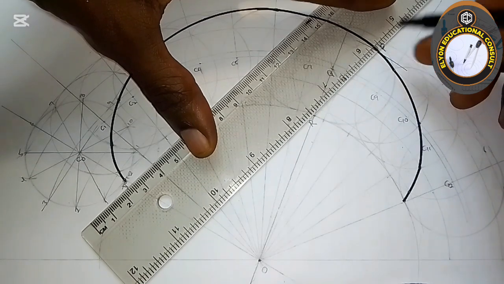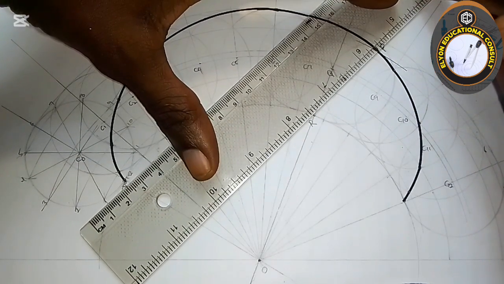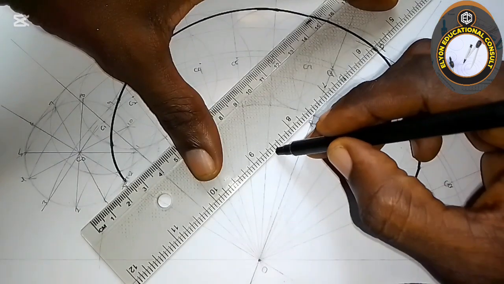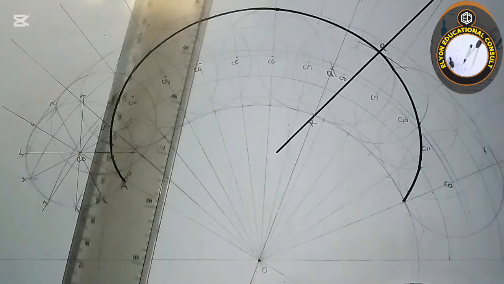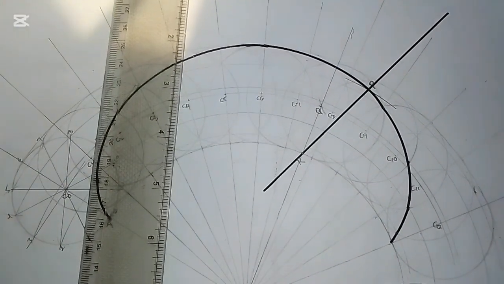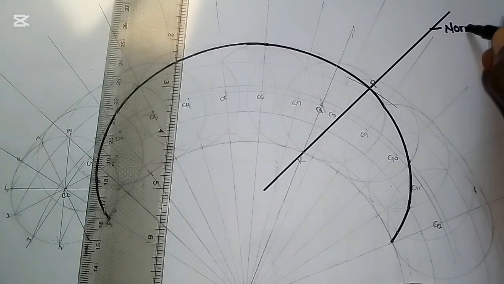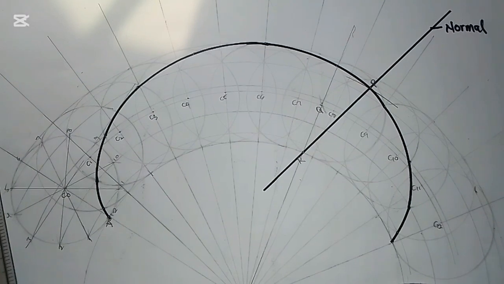If we are not told to draw the normal, which we do before we get the tangent, I may not bother highlighting that. But because we are told in the question that we are to draw the normal, this line is our normal. I will call this the normal. Then we draw the tangent to the normal.